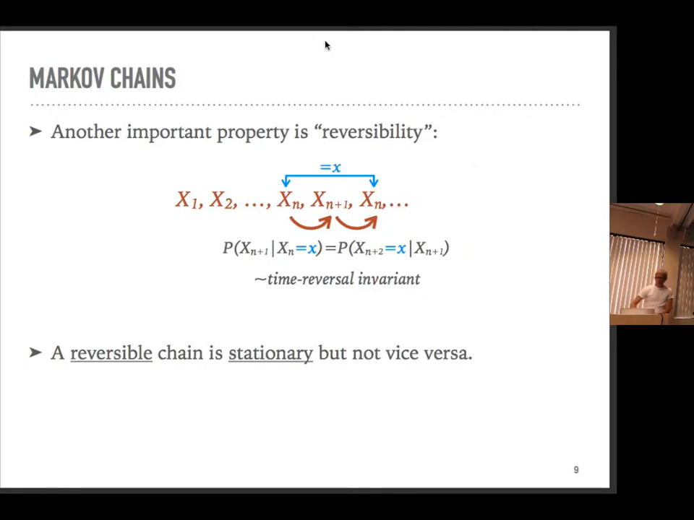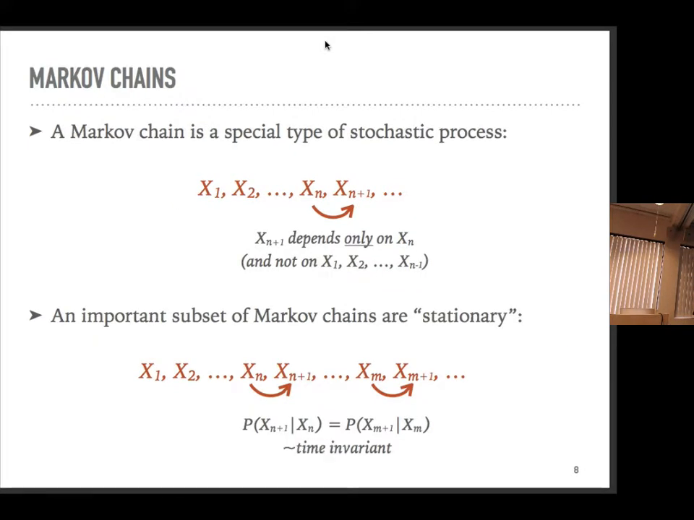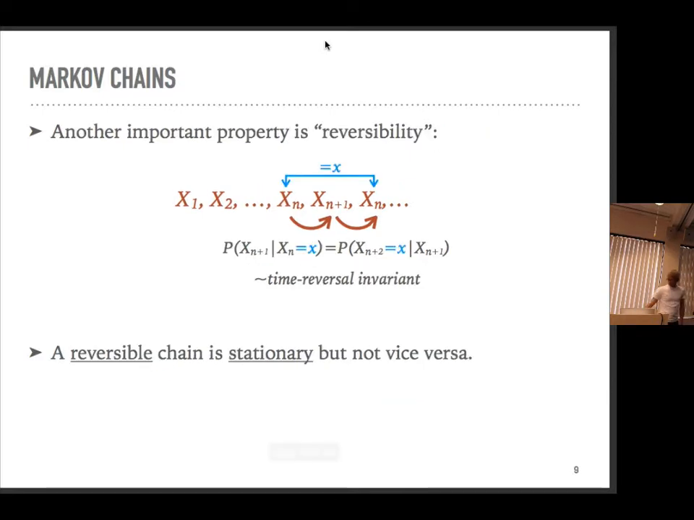Okay, another important property for a Markov chain is what's called reversibility. The name comes from the idea that you'd like something that's time reversal invariant. We've got two different types of symmetries here. Time invariant means you can shift the origin of time and it doesn't matter. That's a continuous symmetry. And here we're talking about time reversal invariant, which means we can just flip the direction of time.